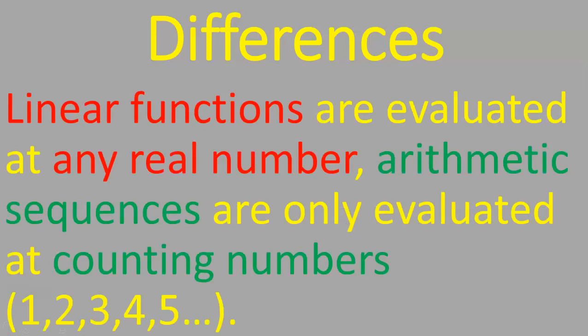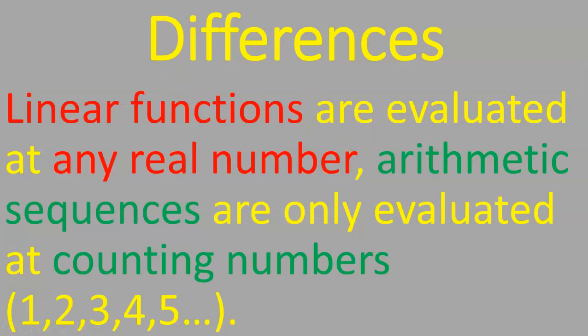Namely, linear functions can be evaluated at any real number. So when we say a real number, that can be negatives, fractions, even square roots, and so forth. Arithmetic sequences are only evaluated at the counting or natural numbers: 1, 2, 3, 4, 5, etc. Okay, so that's a subtle difference between the two.